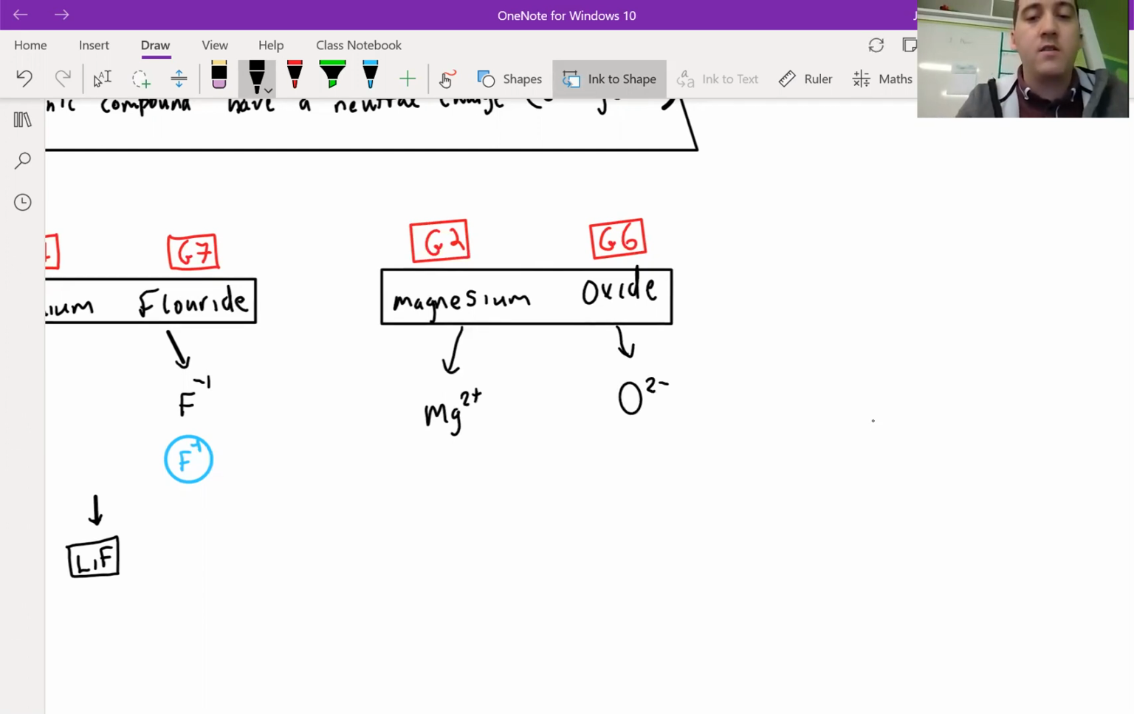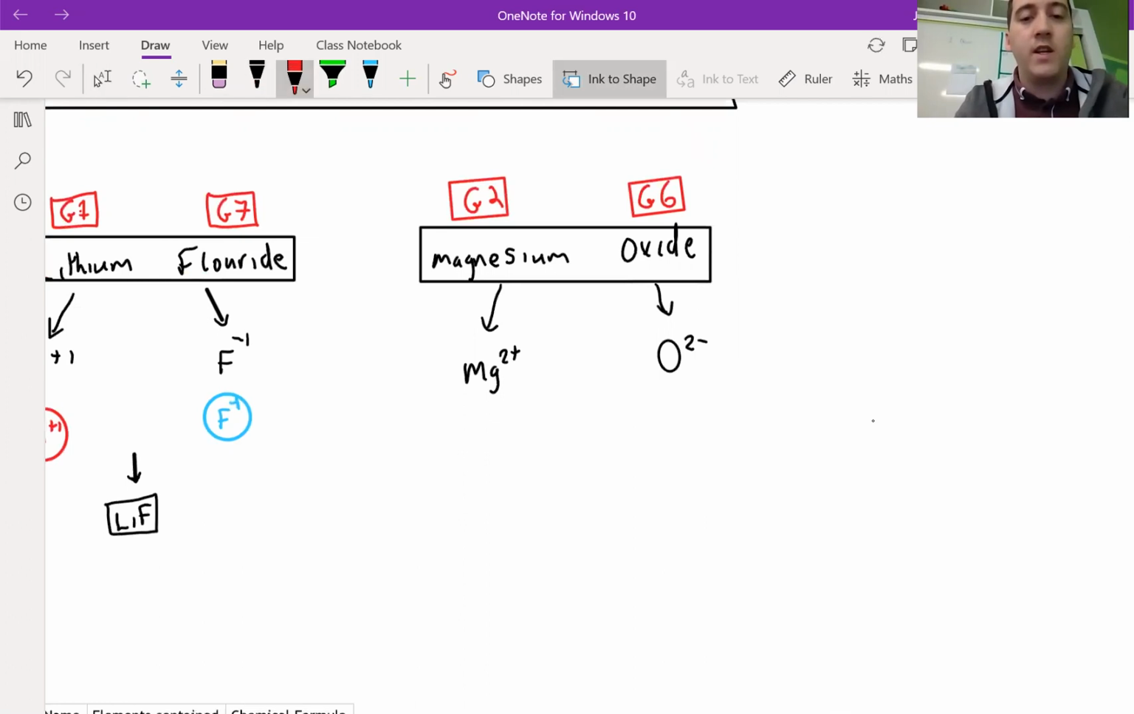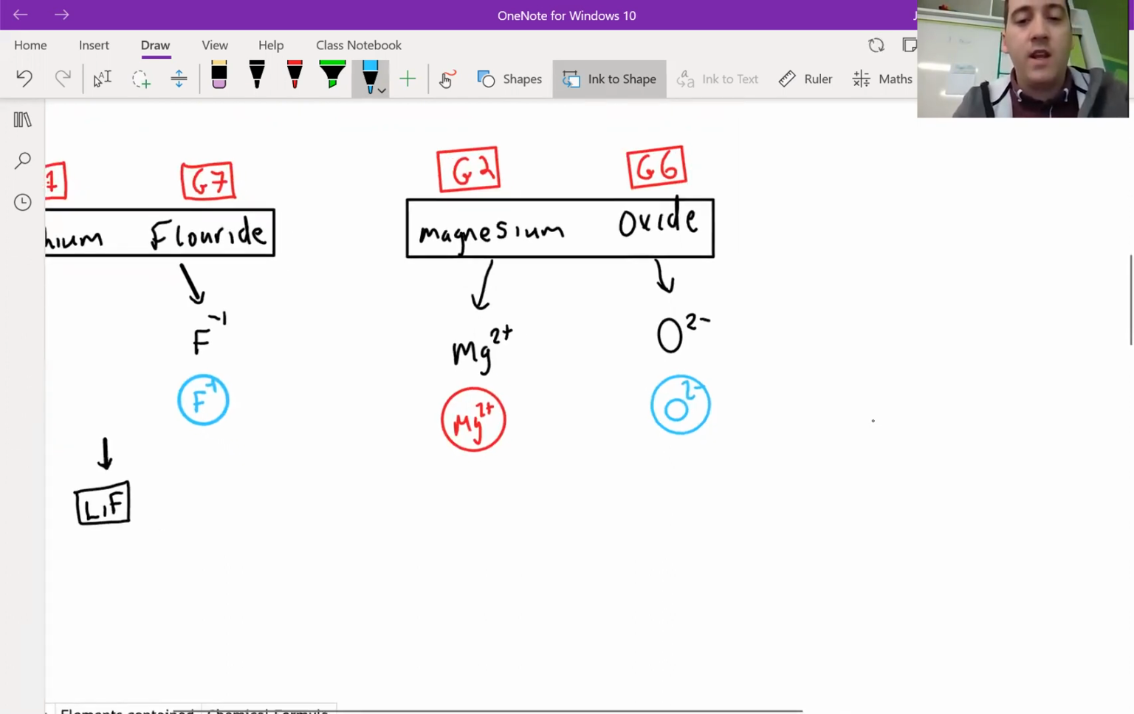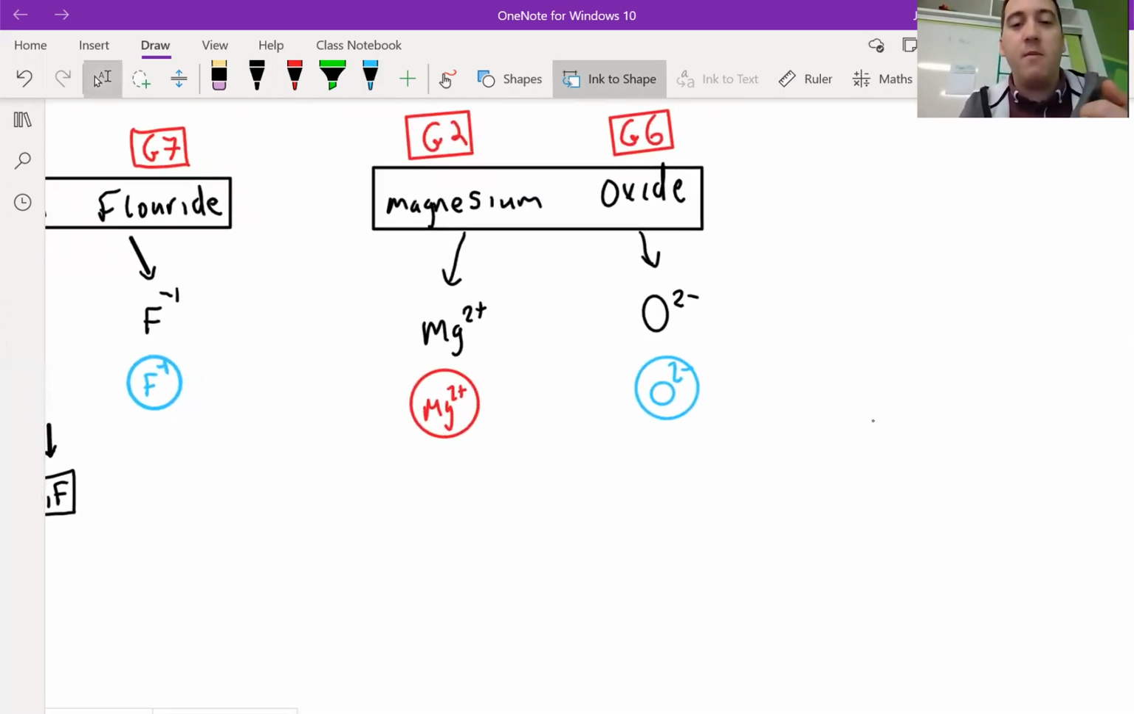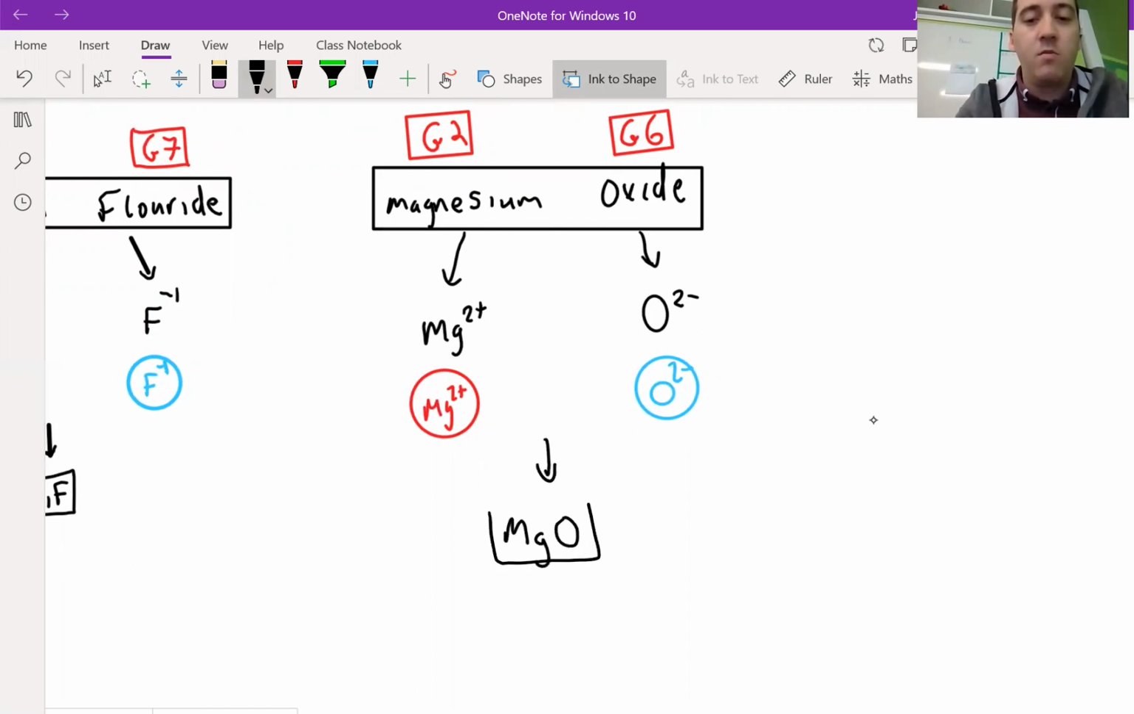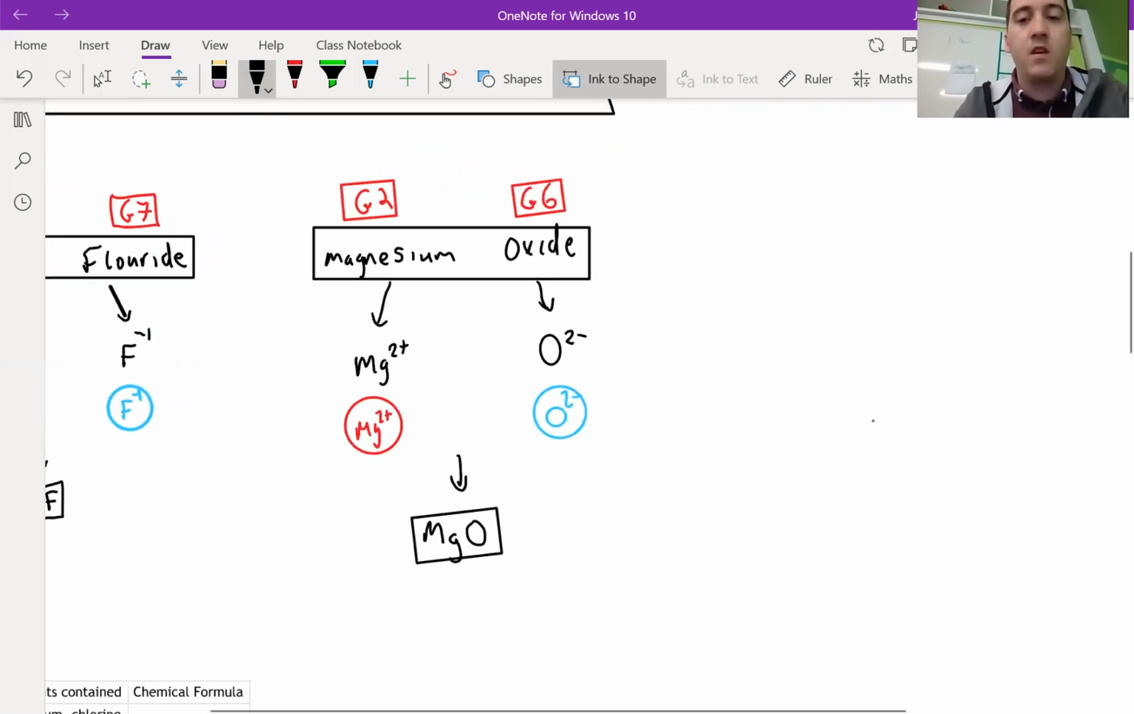O2- ions. If I was to draw these out, I would have an Mg2+ and an O2-. If you stick one of each of these together, those charges balance each other out to make 0. So I just need one of each. That gives me the formula MgO: 1 magnesium and 1 oxygen.